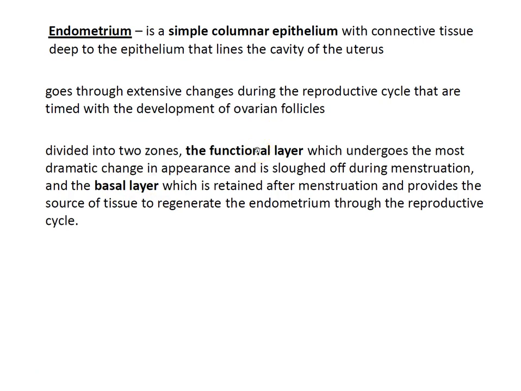Now, the functional layer is the thick part of the endometrium, which undergoes the most dramatic changes in appearance and is sloughed off at menstruation. The basal layer, which is retained during menstruation, serves as the source of regeneration of the functional layer.